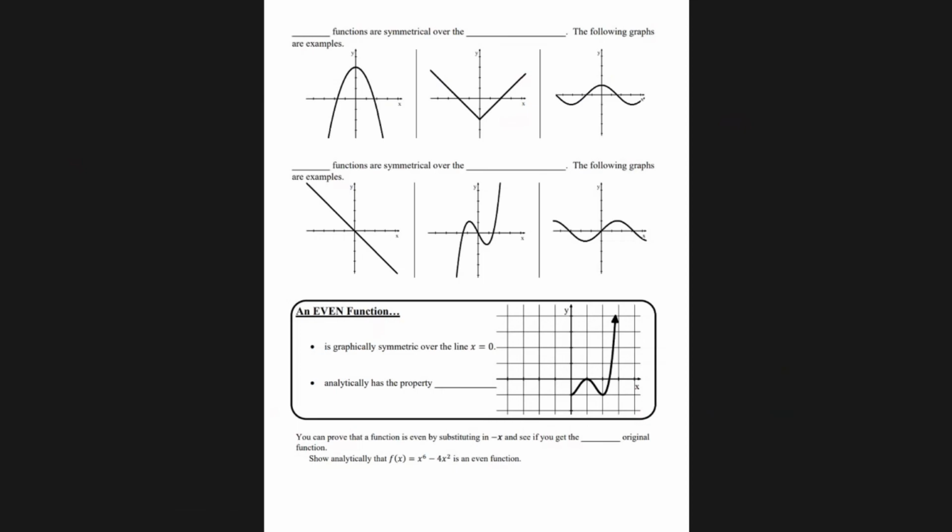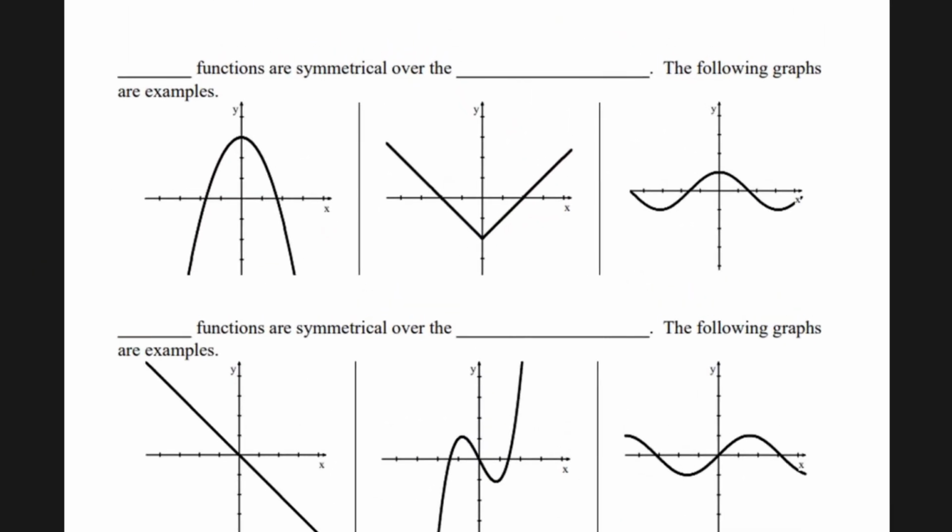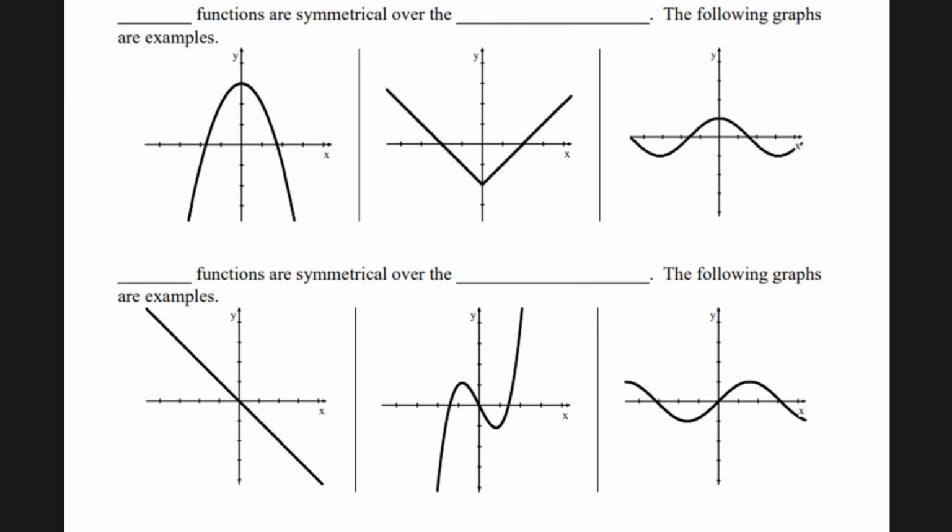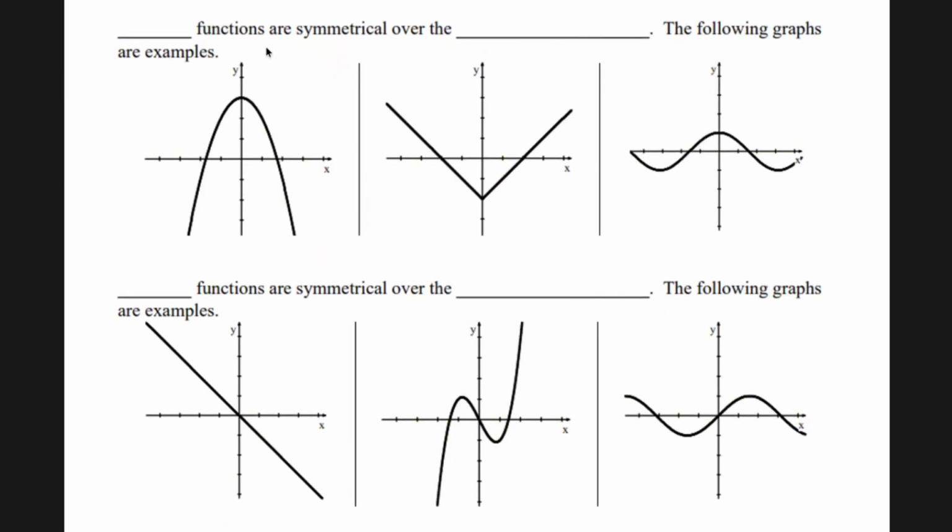All right. Now what? Let's blow it up. Okay, blank functions are symmetrical over the blank. If you can see, we have things that seem to reflect left to right. Like if you were to take this and fold it over left to right, you would have the same exact image. Well, what are these called? These are called even functions. Even functions are symmetrical over the y-axis, which means the y-axis acts as a mirror. So these are graphs of even functions.